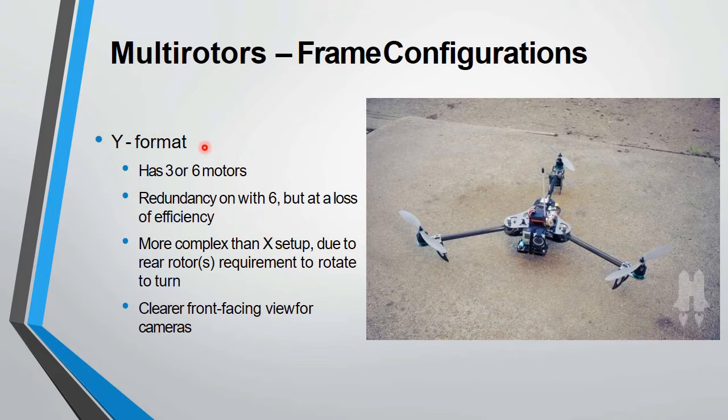Multi-rotor frame configuration in Y format has 3 or 6 motors. Redundancy on 6 but at a loss of efficiency. It is more complex than the X setup due to the rear rotors' requirement to rotate to turn. It gives a clearer front-facing view for cameras.